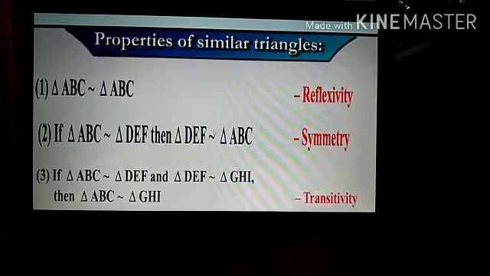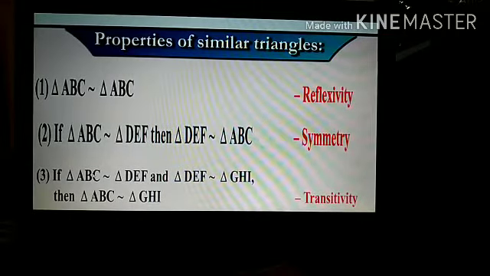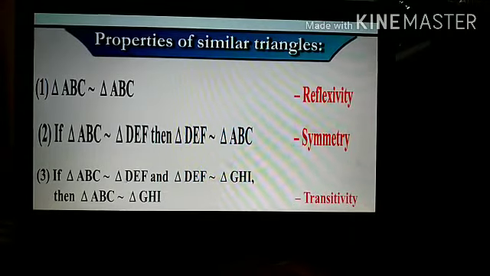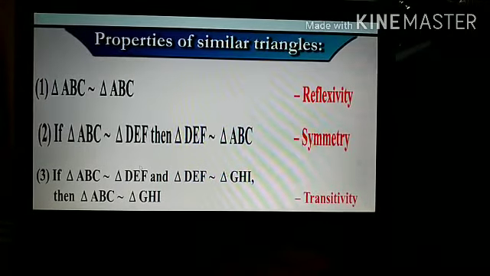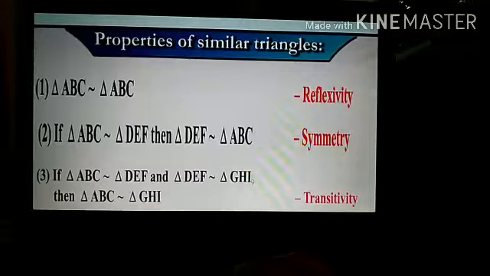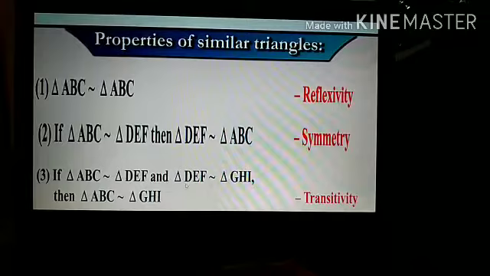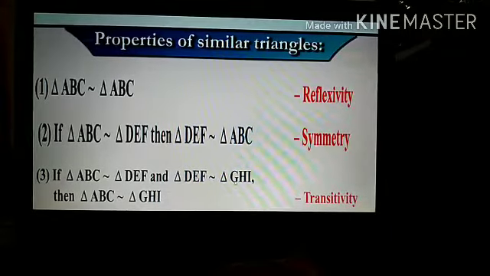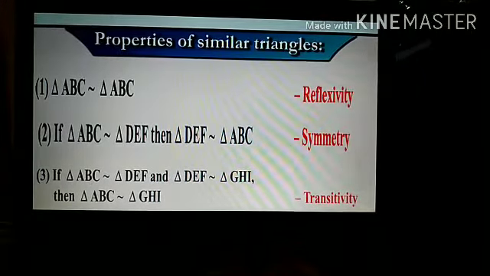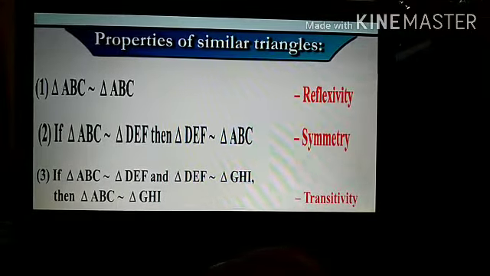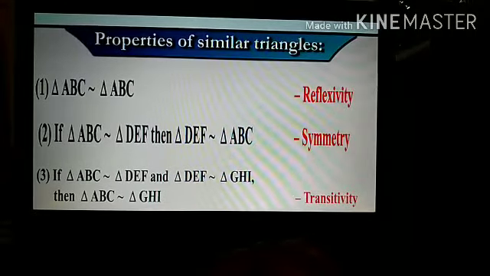Now, let us replace the names of the triangles: ABC as triangle 1, DEF as triangle 2, and GHI as triangle 3. So we can write, if triangle 1 is similar to triangle 2 and triangle 2 is similar to triangle 3, then triangle 1 is similar to triangle 3. This is the property of transitivity.